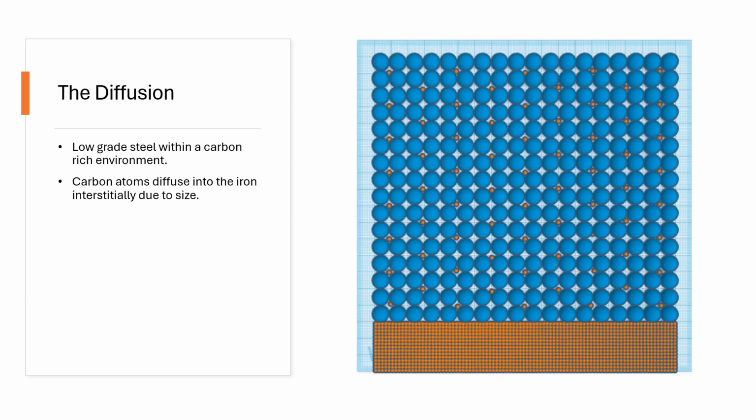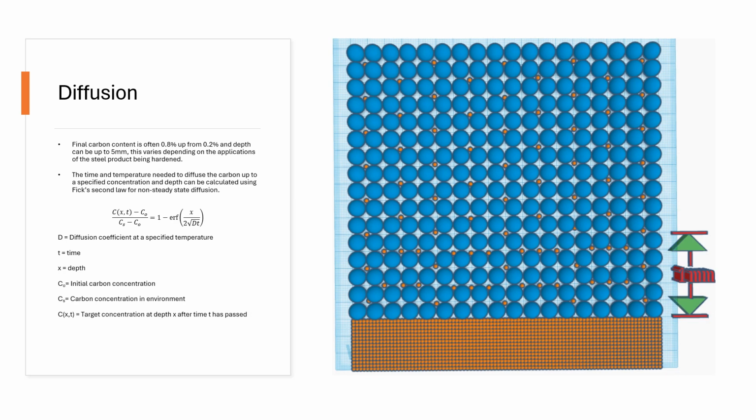The diagram on the right depicts the steel surface in contact with the carbon-rich environment. As you can see, the smaller orange carbon atoms are present interstitially between the iron atoms, thus indicating it as a steel structure with a low carbon content. Over the calculated time, the carbon will diffuse into the steel to harden the exterior, but will only travel so far due to the limited time within the chamber. The time required to diffuse the carbon into the steel can be calculated using the diffusion coefficient at 950 degrees Celsius, the depth required, and the required concentration by using Fick's second law for the non-steady state diffusion.